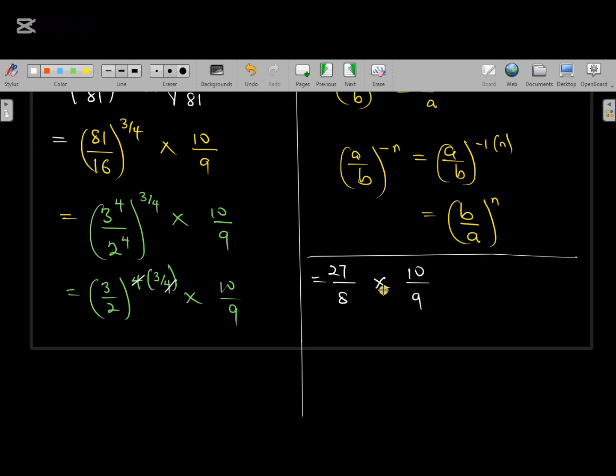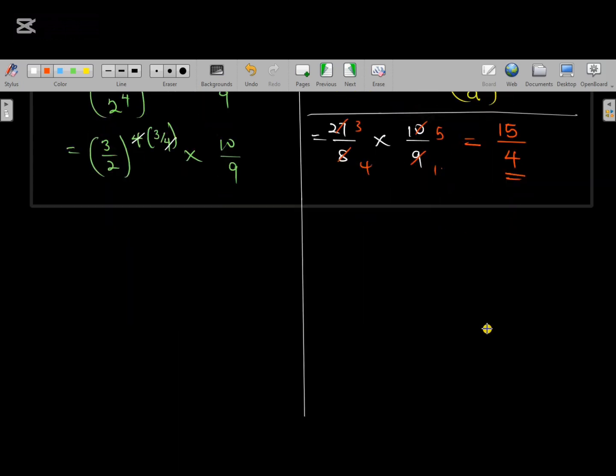So you can see something can cancel out here. Of course, 9 here is 1 and 9 here is 3. So 2 here is 4 and 2 here is 5. So we'll multiply out. 3 times 5 is 15 all over 4. And that is our solution for 21.